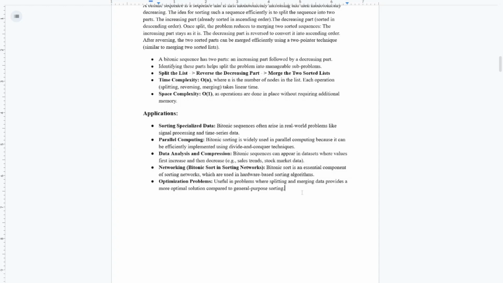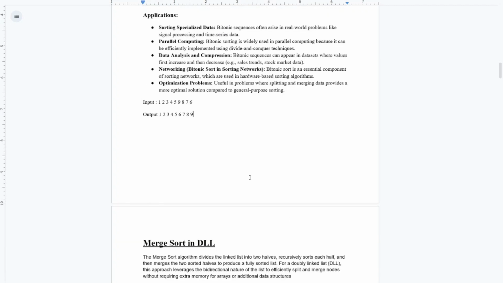Coming to the input and output examples. Input would be 1, 2, 3, 4, 5, and then 9, 8, 7, 6. What will be the output? Output would be 1, 2, 3, 4, 5, and then 6, 7, 8, 9. I hope it's clear. It's simple. Okay, let's move forward.